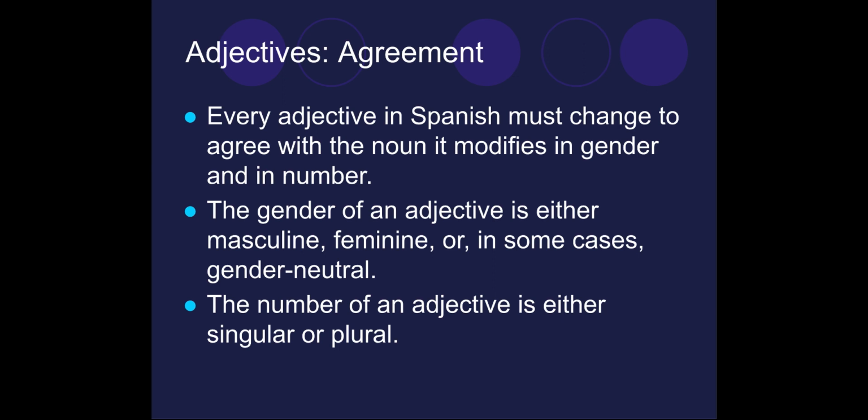So the gender of a noun is static. It doesn't change. So the adjective has to change to agree with that noun. It has to change in two ways: in gender, which is masculine or feminine, or in number, so that if that noun is singular, then the adjective is singular. If the noun is plural, then the adjective is plural.